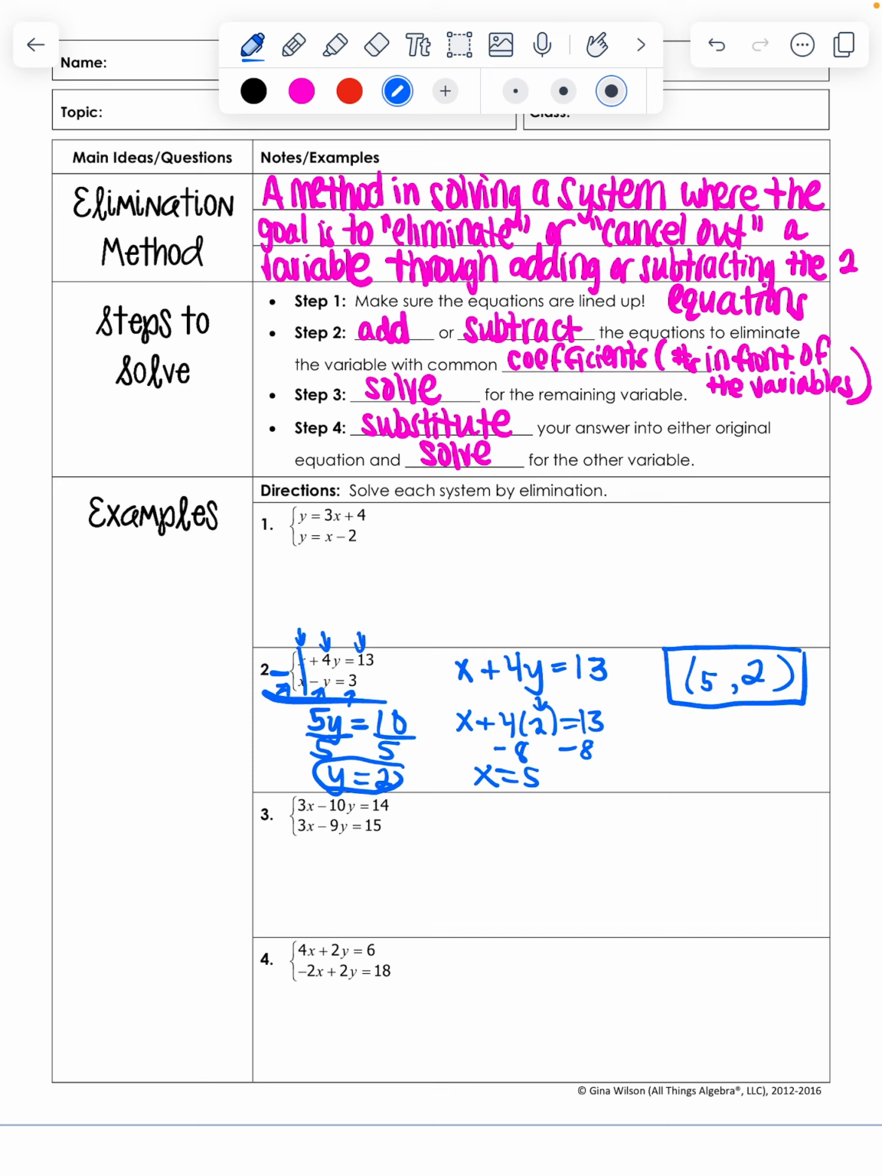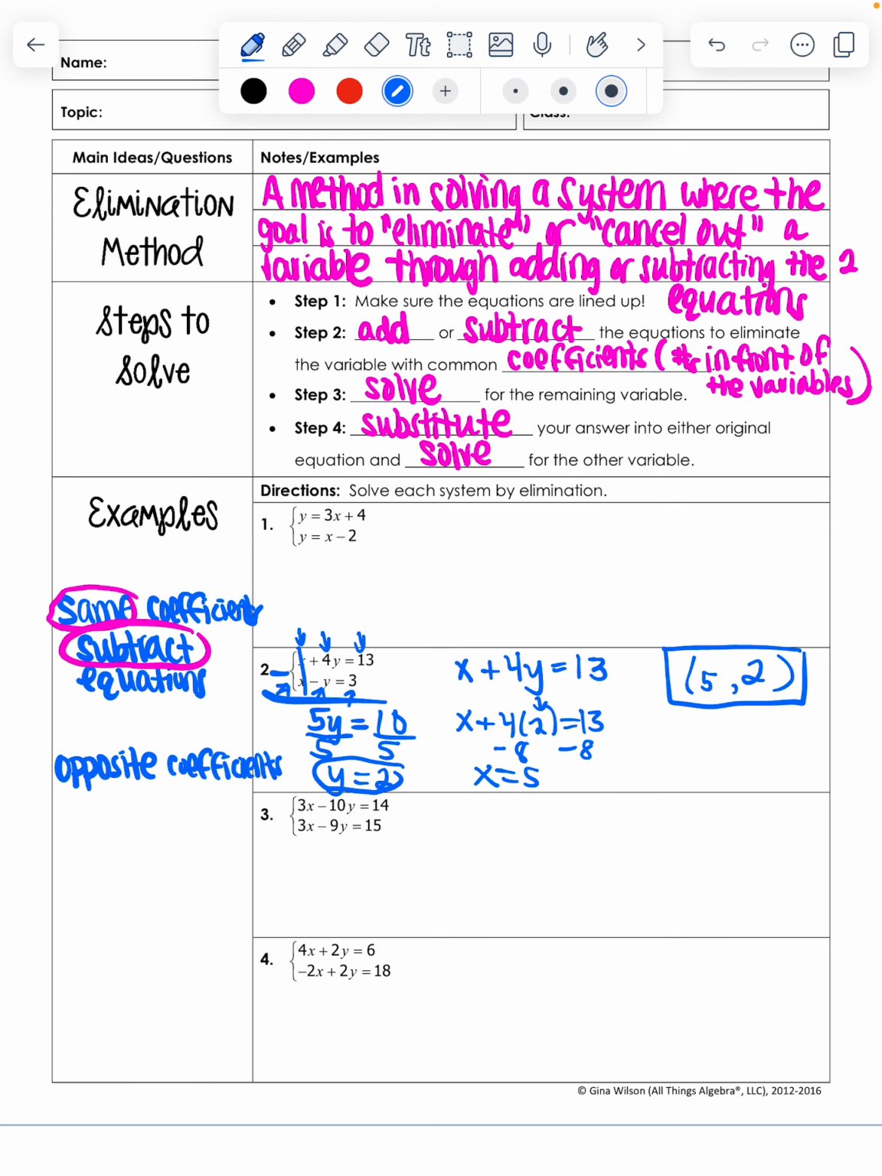So when you have the same exact coefficients, you're going to subtract the equations. So we can kind of remember this as same, subtract. When we have opposite coefficients, which I'll do one like that next, and remember coefficients are the numbers in front of the variables, we're going to add the equations. So opposite, add; same, subtract.